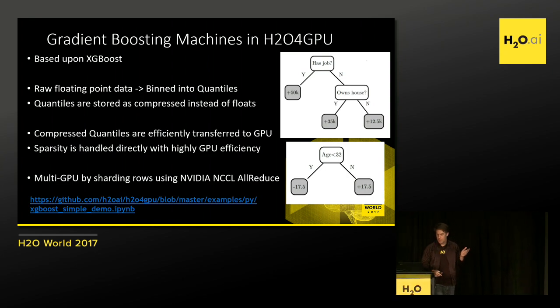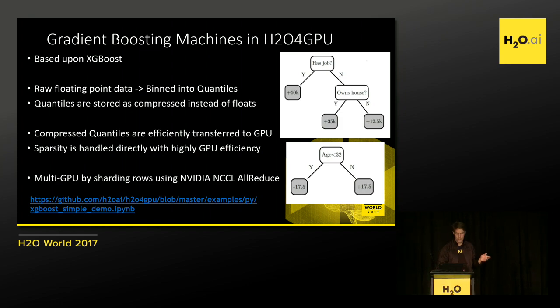This algorithm has been improved significantly over time by Rory Mitchell. He's the person that created the GPU version of XGBoost, which is what we're using. I won't talk about the details, but it's multi-GPU. It has highly efficient compression of the information before it sends it to the GPU, so it's very fast. It handles sparsity very well, all these things.